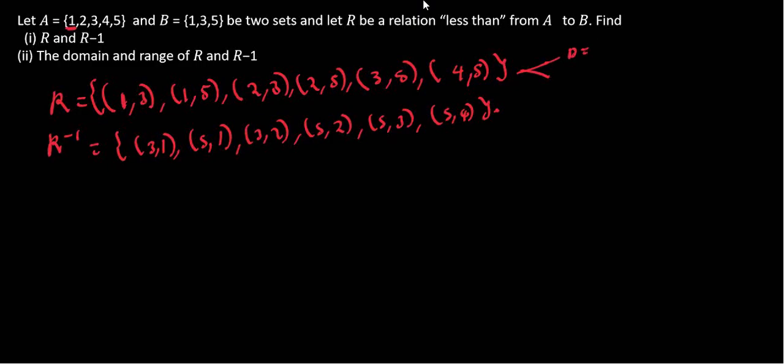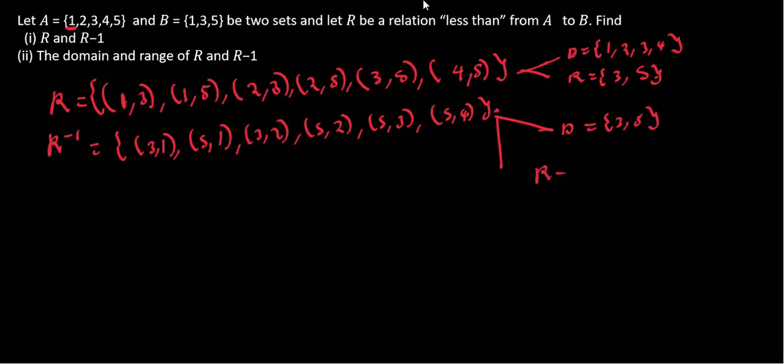Okay, now let's look at the domain for the relation. The domain of the relation is 1, 2, 3, then 4. How about the range? The range will be 3 and 5. That's all. The domain of the relation inverse is 3 and 5. Then the range is 1, 2, 3, then 4. Simple and straightforward, just like that.